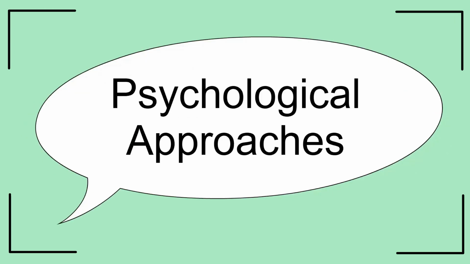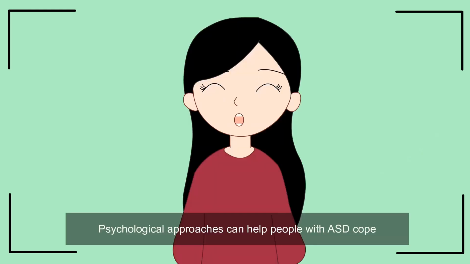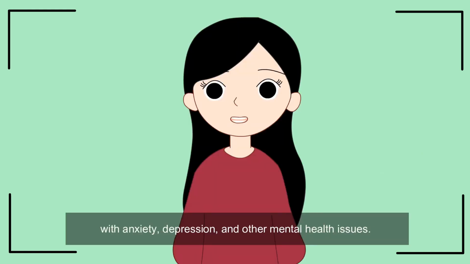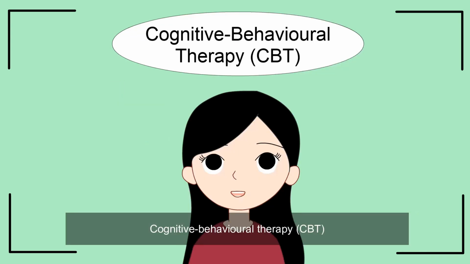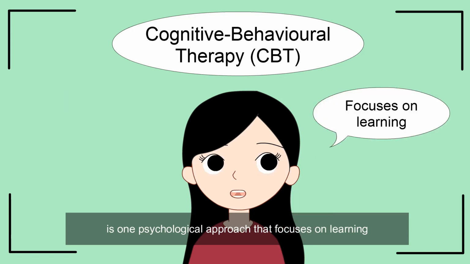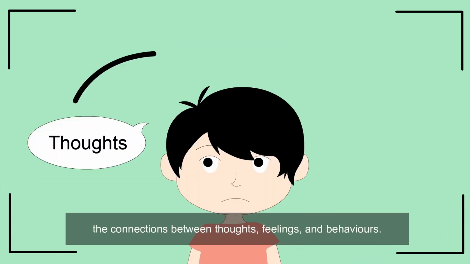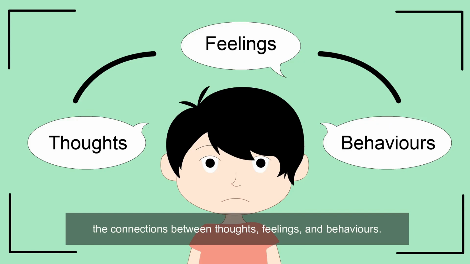Psychological approaches. Psychological approaches can help people with ASD cope with anxiety, depression, and other mental health issues. Cognitive behavioral therapy, CBT, is one psychological approach that focuses on learning the connections between thoughts, feelings, and behaviors.